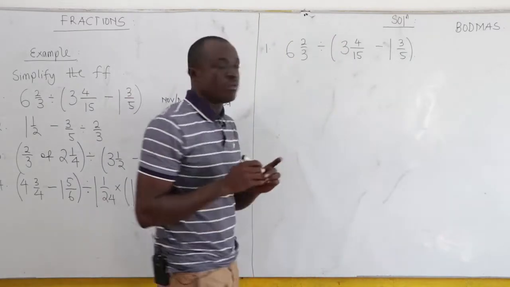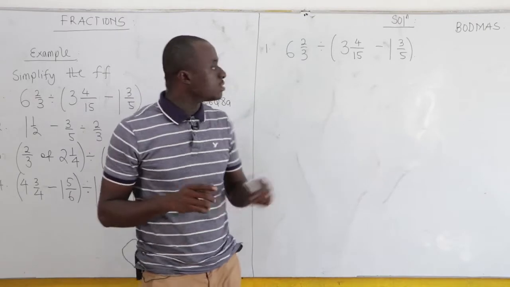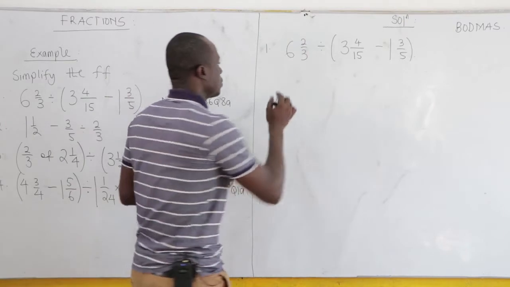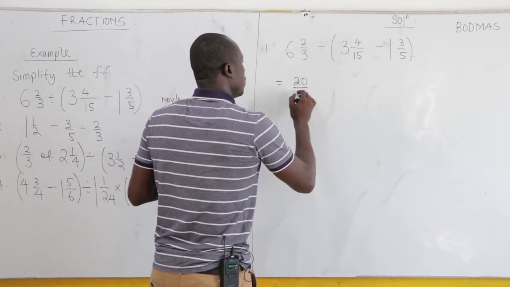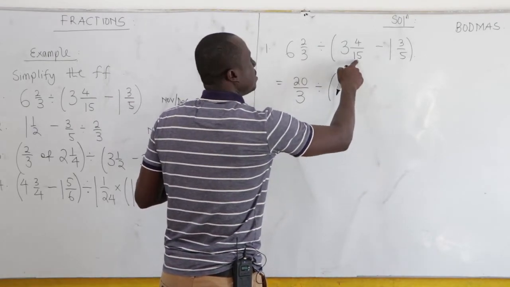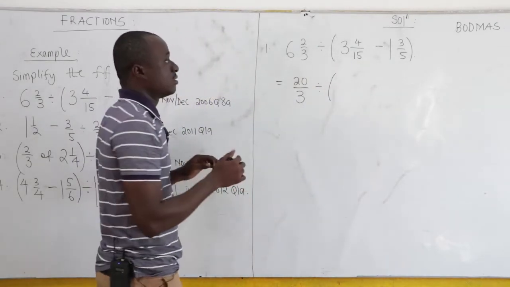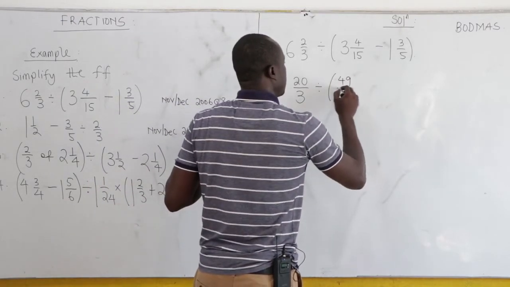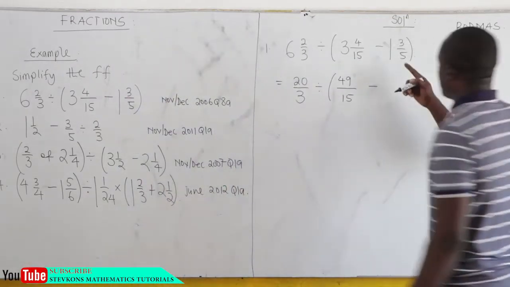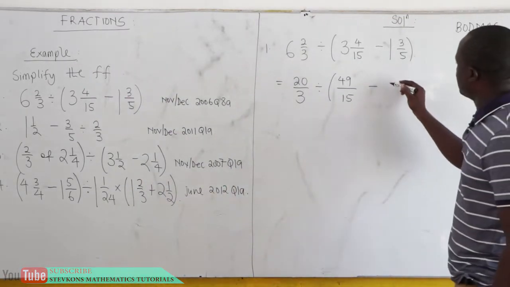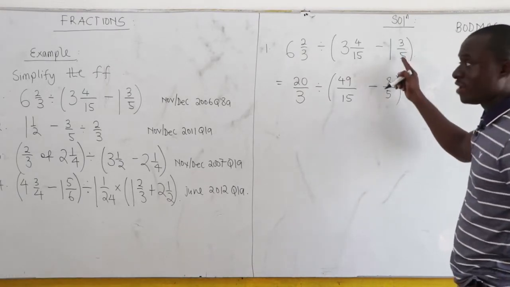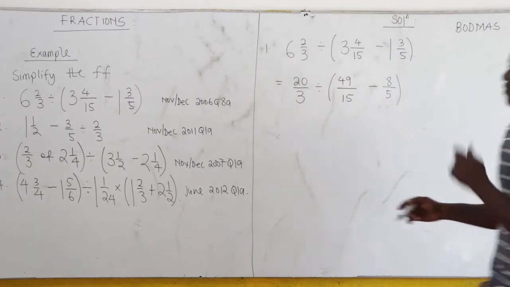So first, let's change all mixed fractions to improper fractions. So 3 times 6, that is 18. 18 plus 2 will give us 20. So we have 20 over 3 divided by, now 3 times 15, that will be 45 plus 4, and this will give us 49 all over 15, minus, now let's change here, 5 times 1 is 5, plus 3, and this is giving us 8 all over 5.